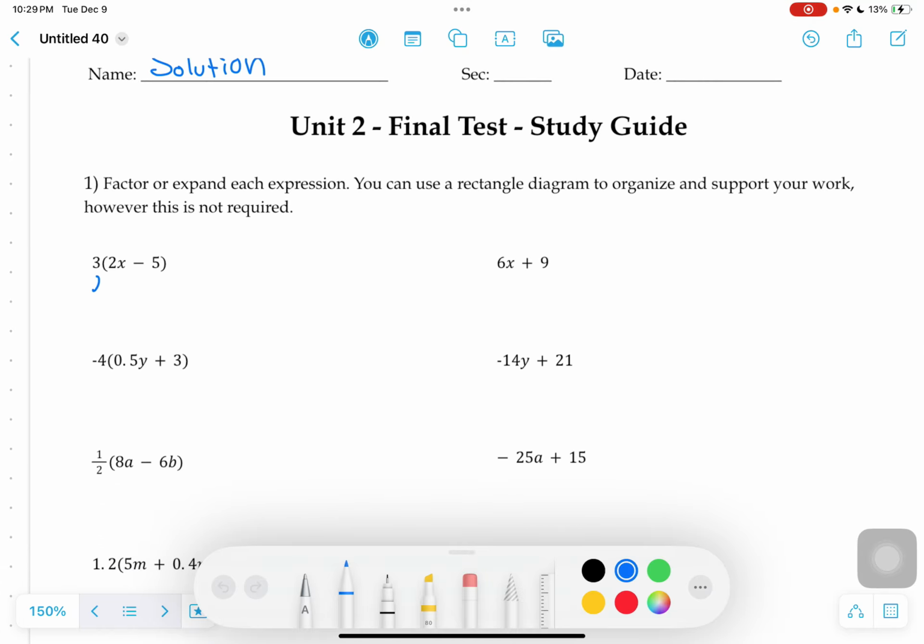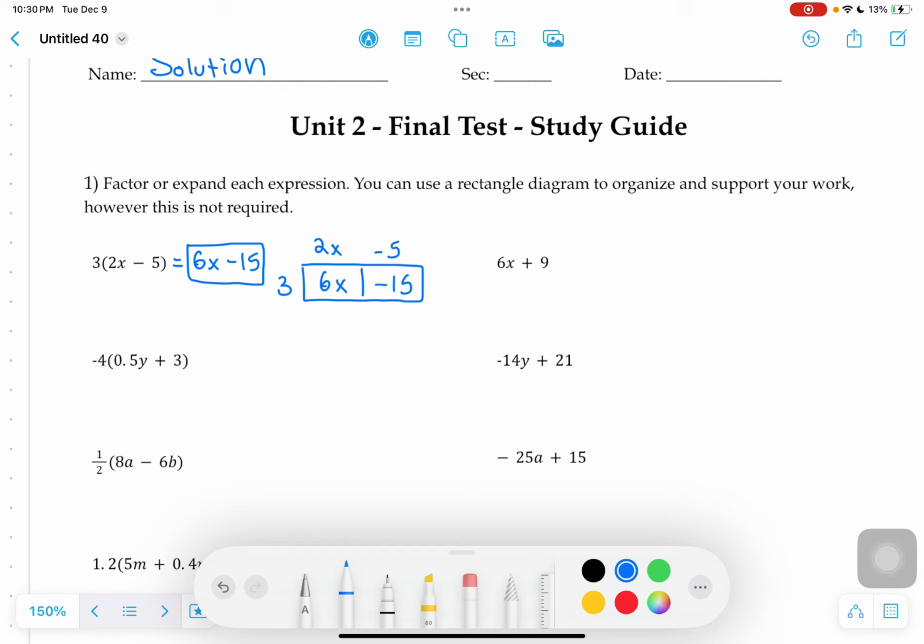Right here, I see a length times a width. That makes me think rectangle. So let me draw a rectangle to represent the situation. My length is 3. My width is 2x minus 5. 3 times 2x is 6x. 3 times negative 5 is negative 15. So I can expand this expression by writing it as 6x minus 15. I'm done.